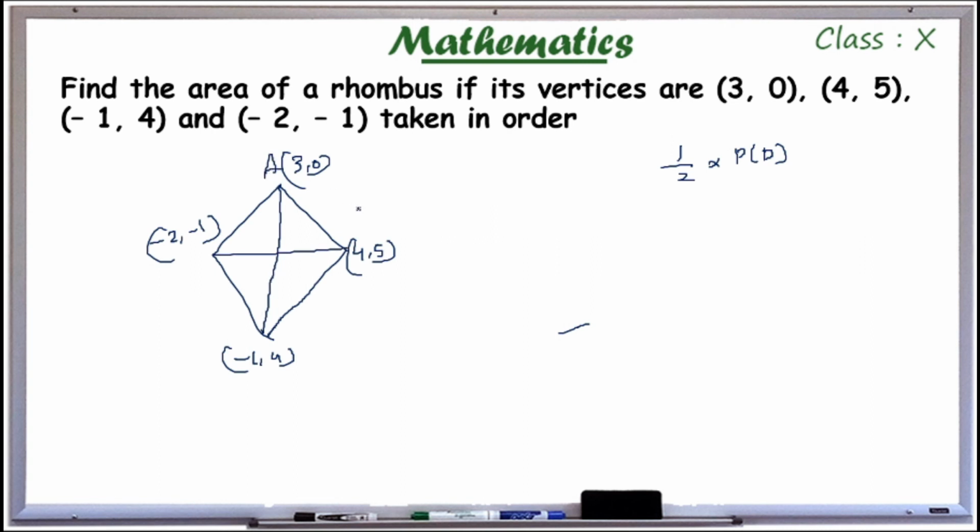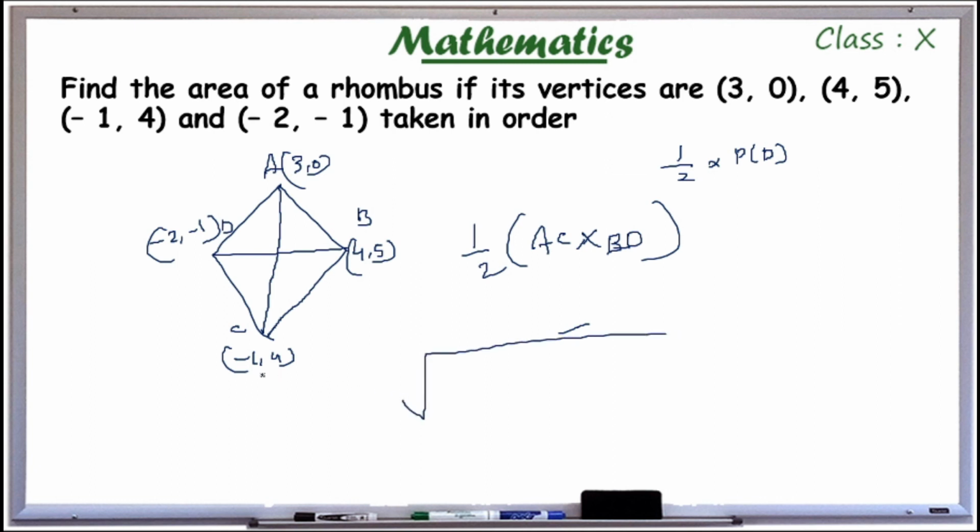For example, A, B, C, D. Here AC and BD are diagonals. So 1/2 into AC into BD is the answer. Now using the distance formula, I have to find AC. AC is the root of (x2 - x1) whole square, (-1 - 3) which is equal to -4, square is 16, plus (y2 - y1) whole square, (4 - 0) whole square, which is equal to 16. Root 32 is the distance AC. So using the distance formula, you have to find the distance AC.